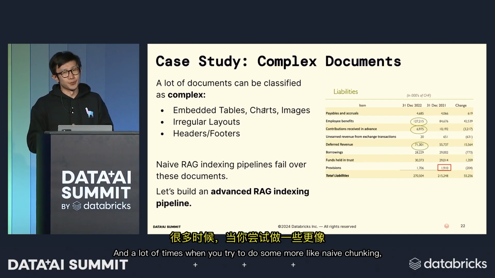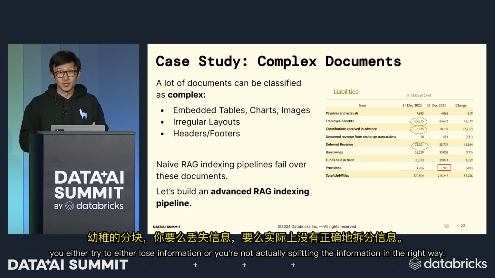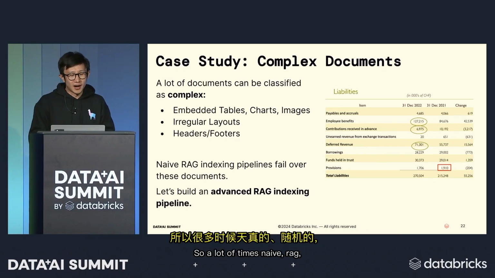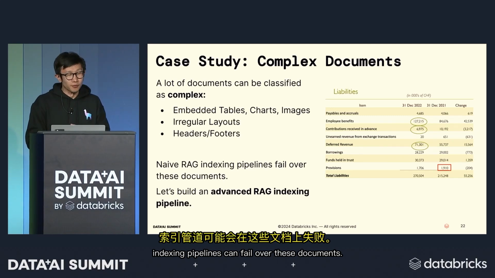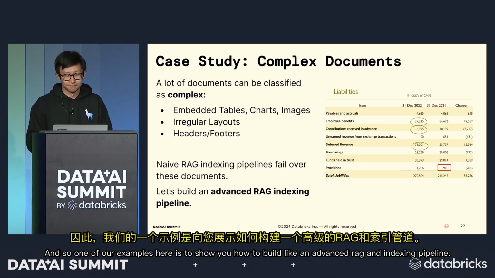And a lot of times when you try to do more naive chunking, you either lose information or you're not actually splitting the information in the right way. So a lot of times, naive RAG indexing pipelines can fail over these documents. One of our examples here is to show you how to build an advanced RAG indexing pipeline.